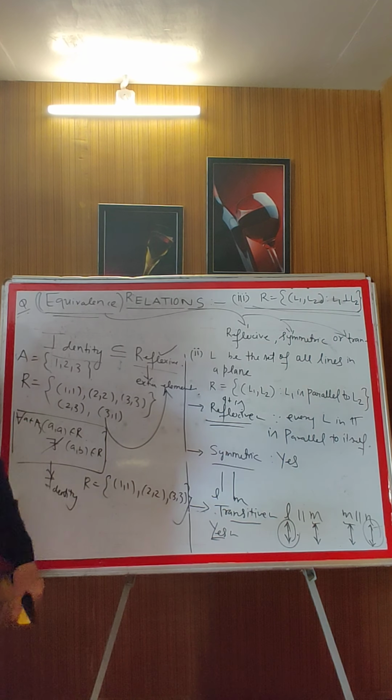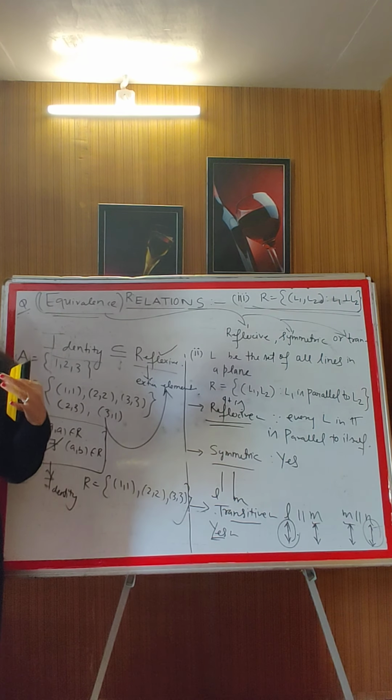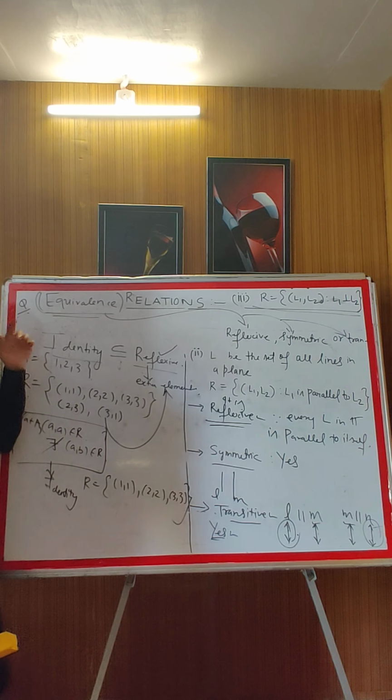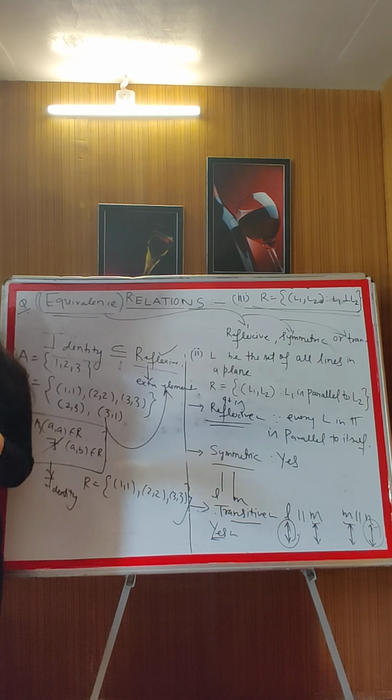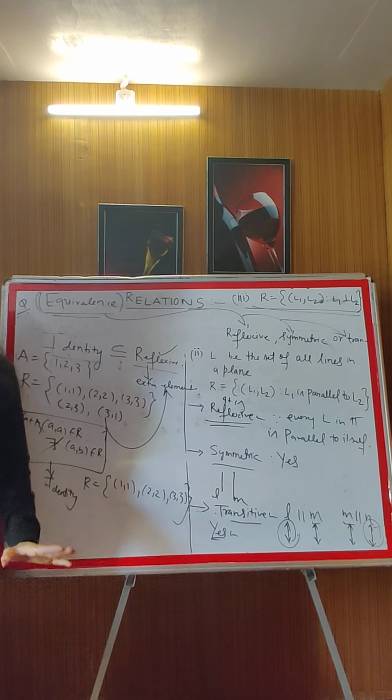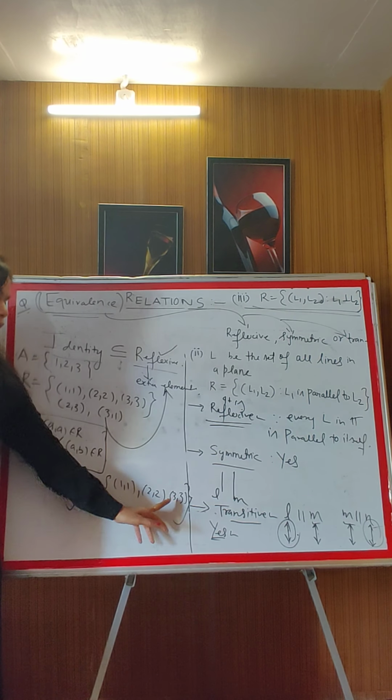So till now we have seen what a relation is. A relation is a subset of the Cartesian product of two non-empty sets or of a given non-empty set, and we have also seen different types of relations: reflexive, symmetric, transitive, and their definitions. If a relation satisfies all three, it is called an equivalence relation. Only if the relation is equivalence can we talk about equivalence class. Equivalence class we will discuss in the next lecture. We have also seen that identity relation is a subset of reflexive relation. Identity has strictly identical ordered pairs only.